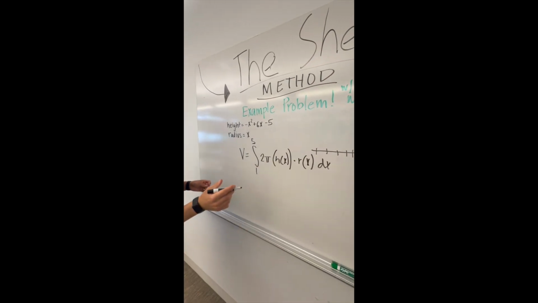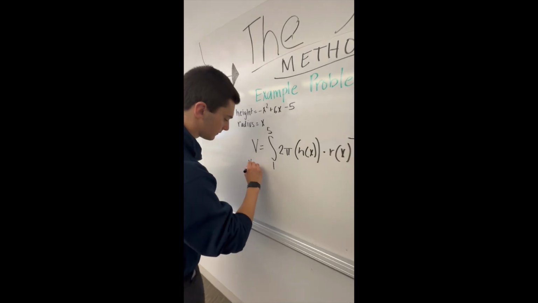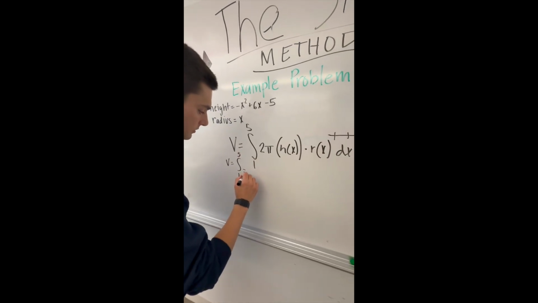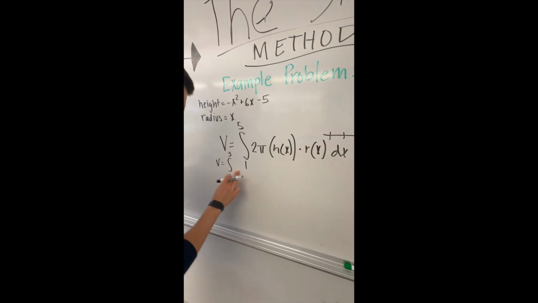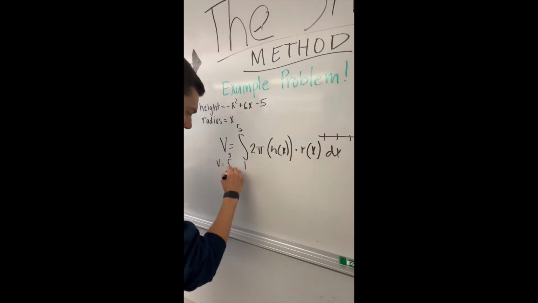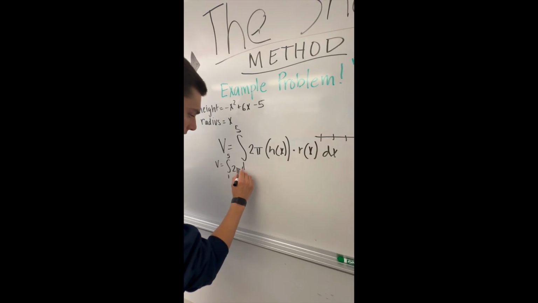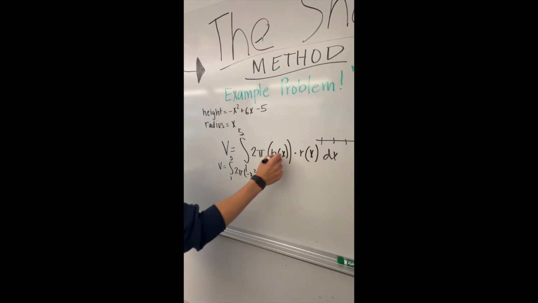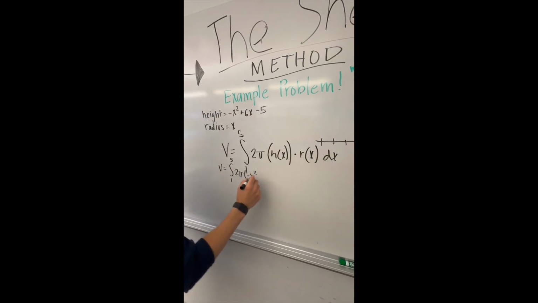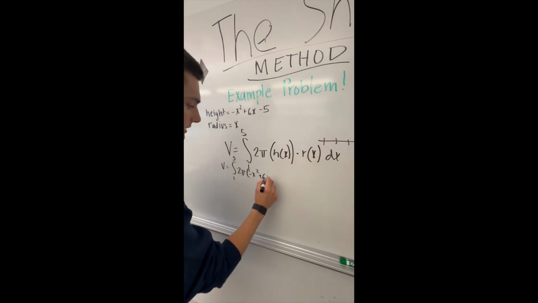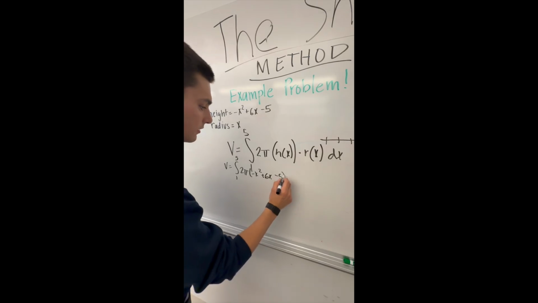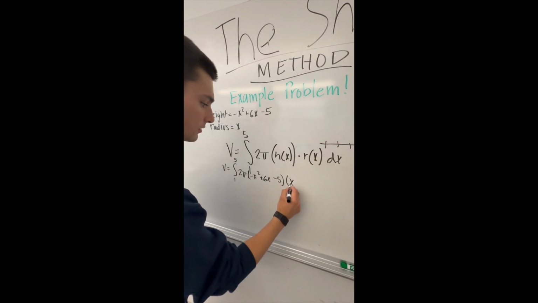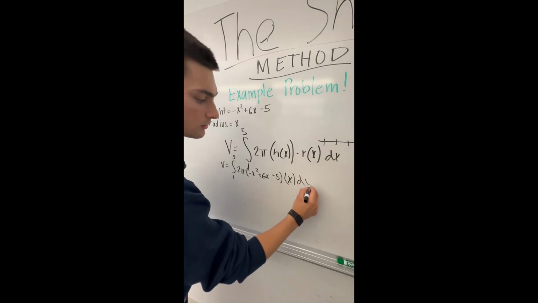All right, now we're just going to plug it all in. V equals the integral from 1 to 5 of 2 pi times negative x squared plus 6x minus 5, plugging in h of x from up here, times our radius, which is x, dx.